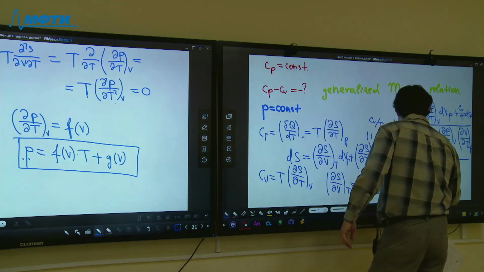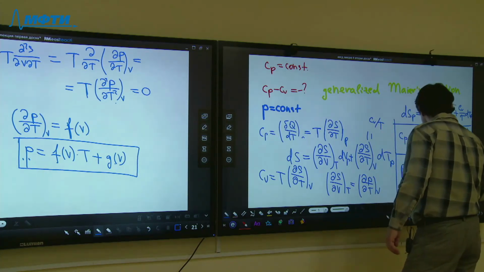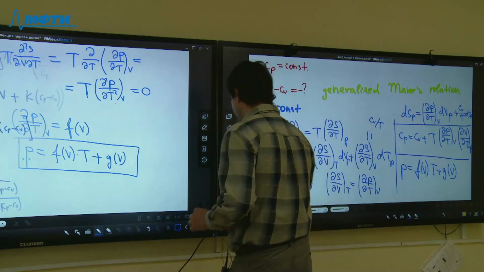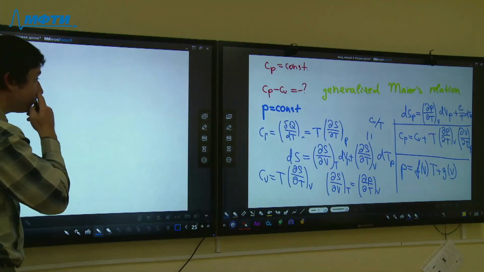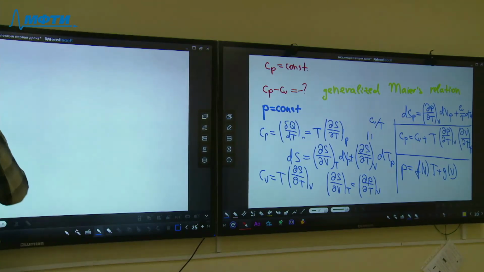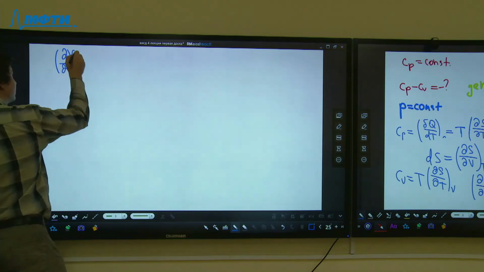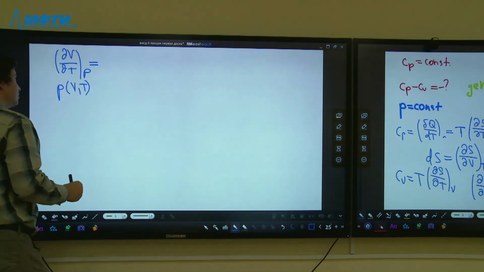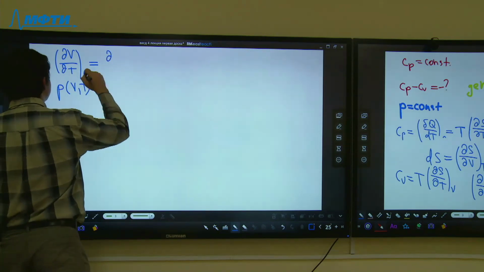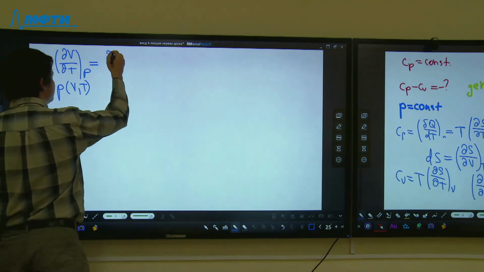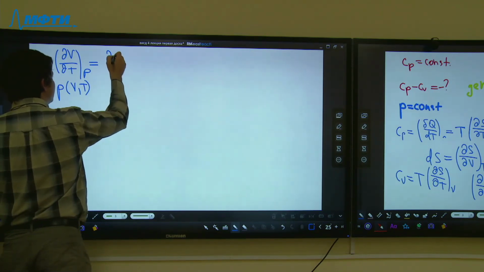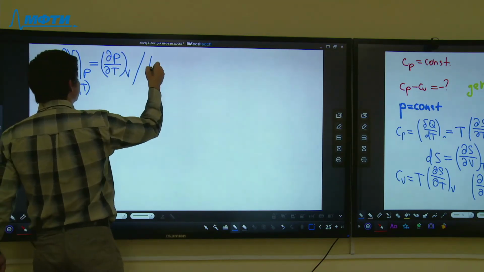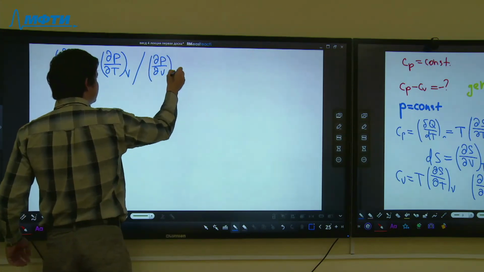And also I have that pressure is f of V times T plus g of V. Good. Okay, let's go back here. So once again, we need to derive dV over dT at constant pressure, assuming that we know the function of the pressure as a function of volume and temperature. So actually, I can do it in the following way. So this is d, okay, that should be dP over dT at constant volume over dP over dV at constant temperature.